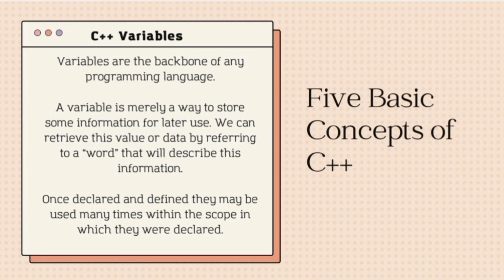5 basic concepts of C++. Here are 5 basic C++ concepts. C++ variables. Variables are the backbone of any programming language. A variable is merely a way to store some information for later use. We can retrieve this value or data by referring to a word that will describe this information. Once declared and defined, they may be used many times within the scope in which they were declared.